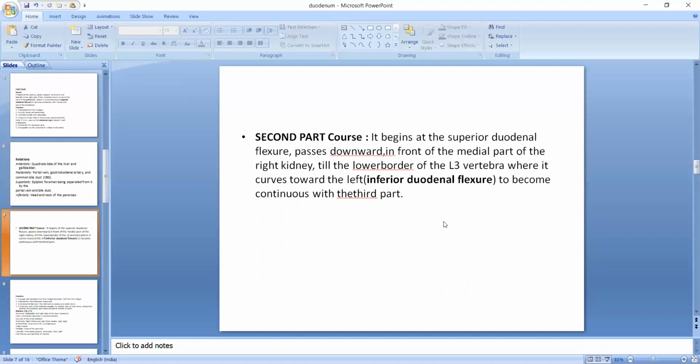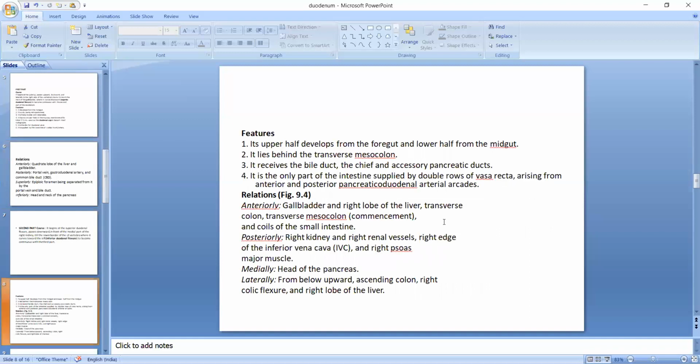Second part: it begins at the superior duodenal flexure, passes downwards in front of the medial part of the right kidney till the lower border of the L3 vertebra, where it curves toward the left to become continuous with the third part. Features: its upper half develops from the foregut and its lower half from the midgut. It lies behind the transverse mesocolon. It receives the bile duct, and the chief and accessory pancreatic ducts.